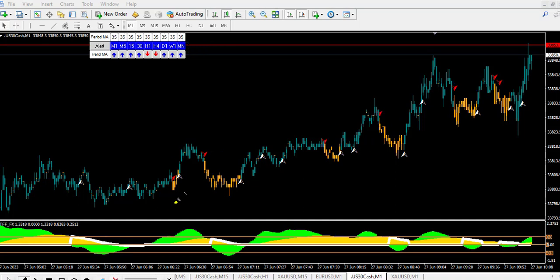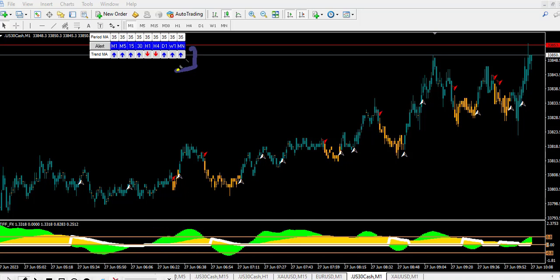And the number 2 indicator we have to consider is this indicator here in the indicator window. I named it the TFF indicator, so you can use this combined with the other indicator here. These two indicators will help you to scalp profitably. Now let me show you some examples.